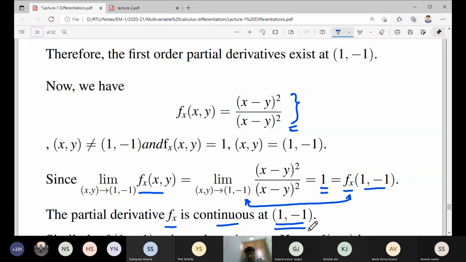So the first part is clear now. Your first order partial derivative fx is continuous at the point (1, minus 1). Similarly, we need to check whether our partial derivative fy is continuous at (1, minus 1). If your partial derivative fy is continuous at the point (1, minus 1), then you can say that your function f is differentiable, right? So next we check whether our function fy is continuous or not.